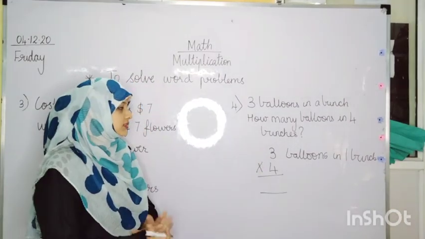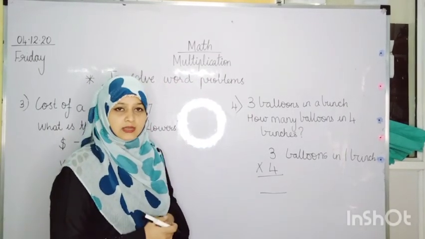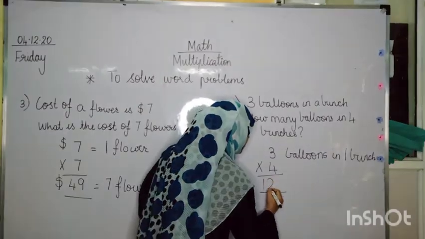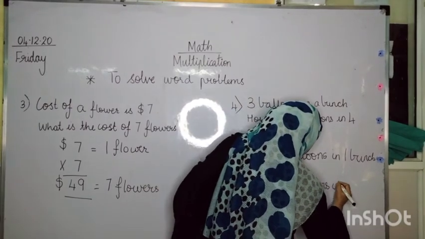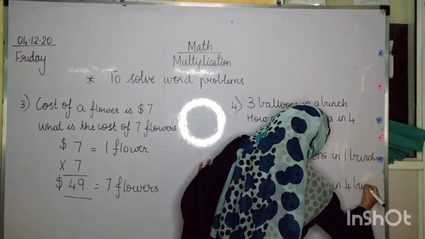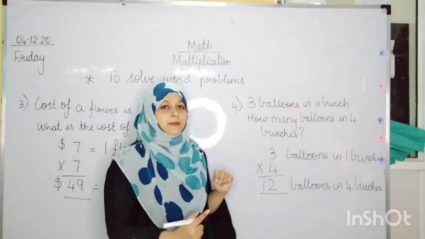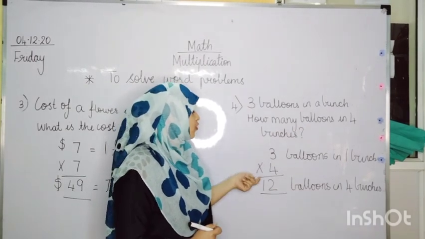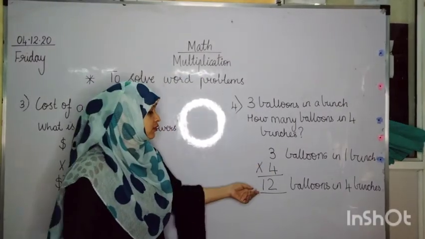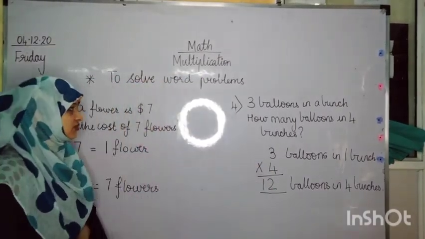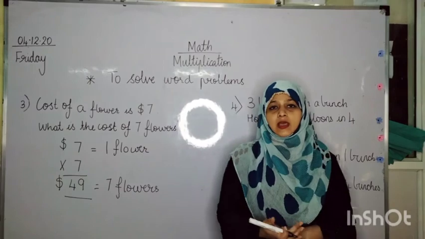So we will start counting the table of 3. 3 ones are 3, 3 twos are 6, 3 threes are 9, 3 fours are 12. So the answer is 12 balloons in 4 bunches. We knew that there are 3 balloons in one single bunch. We had to find out how many balloons in 4 bunches. So we did 3 multiplied by 4 and we got the answer as 12 balloons. So this is the way we are going to solve the word problems with multiplication.